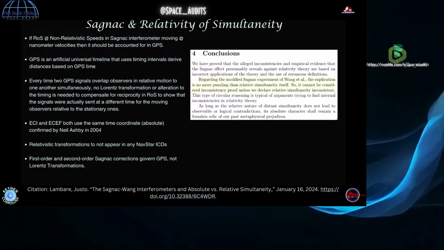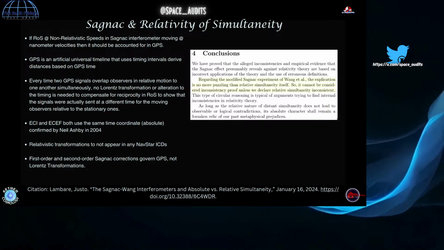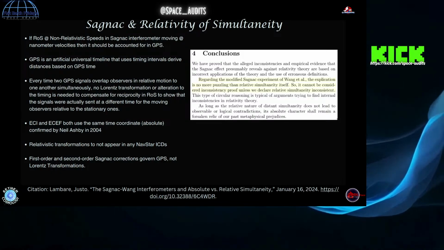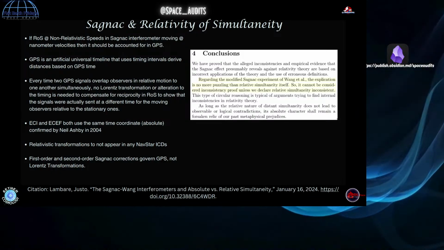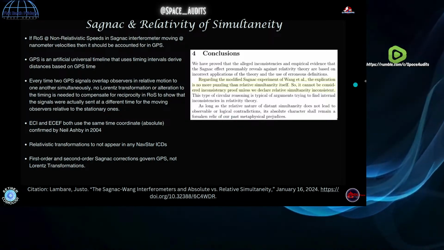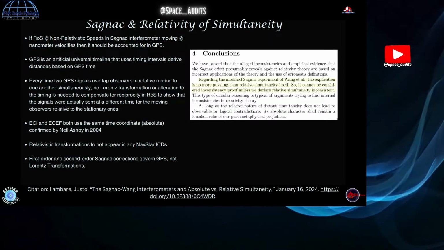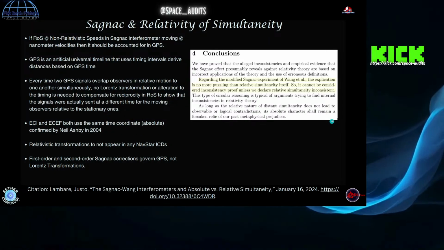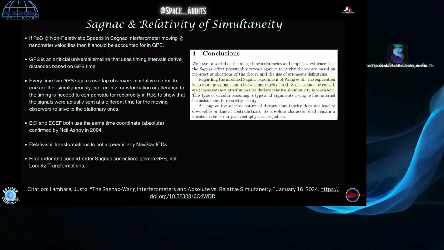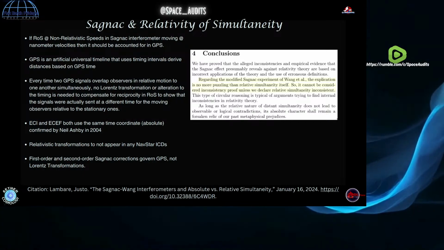And in 2004, when Neil Ashby went on a 20-year public tour proclaiming that the Sagnac effect measured in GPS is proof of relativity theory, when you look at the transformations that he was using to describe everything, he was just using Galilean transformations, so absolute time transformations between the reference frames, invalidating the hypothesis that Lorentz physics exist in GPS.